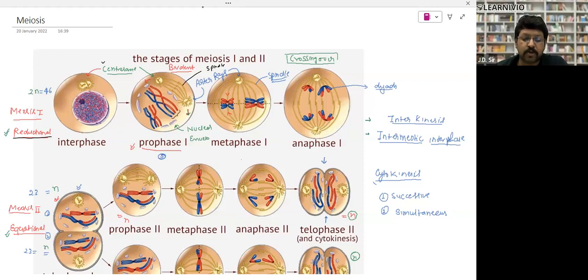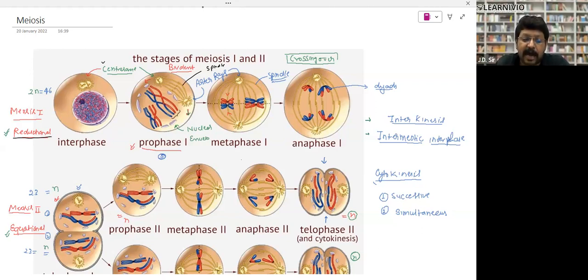Again, in metaphase, what happens? The chromosomes or bivalents arrange themselves at the center, the equator. We call this structure the metaphase plate, right? The spindle fibers arising from the centrosome attach to the kinetochore of the centromere of the chromosome. Now in anaphase, what will happen? They will be pulled apart and move toward the opposite poles.